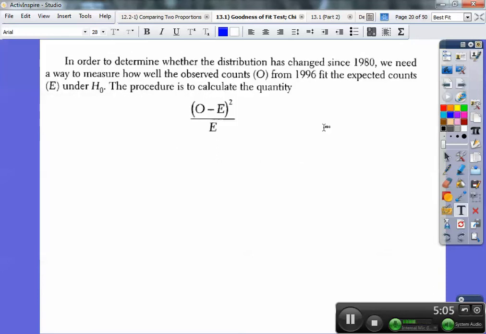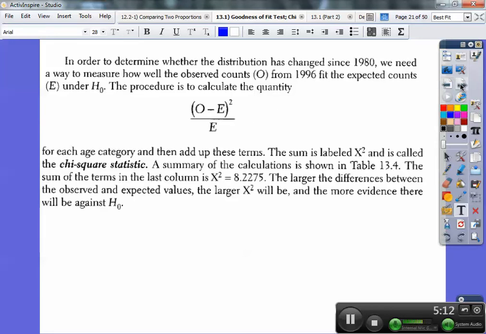All right, so remember, this is my formula: (O minus E) squared divided by E. This will get me my chi-squared right here. The sum of it is labeled chi-squared. A summary of the calculations is shown in Table 13.4, and the sum of the last column is 8.2275.